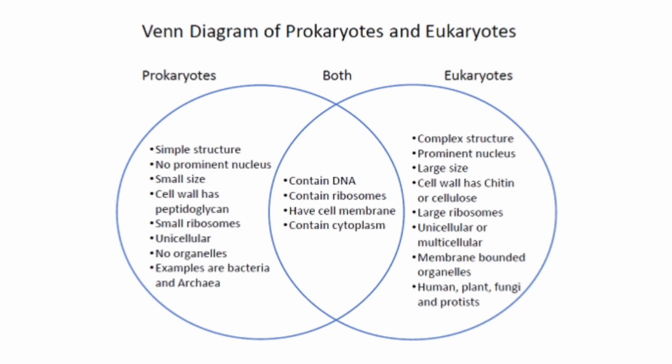Of course, they have similarities. They both contain DNA, they both contain ribosomes, they both have cell membrane, they both contain cytoplasm, but they have differences. Like for bacteria or prokaryotes, they have simple structure, eukaryotes have complex structure, prokaryotes are of small size, eukaryotes are of large size, and you can pause this video to look at this Venn diagram of the differences and the similarities between prokaryotes and eukaryotes.